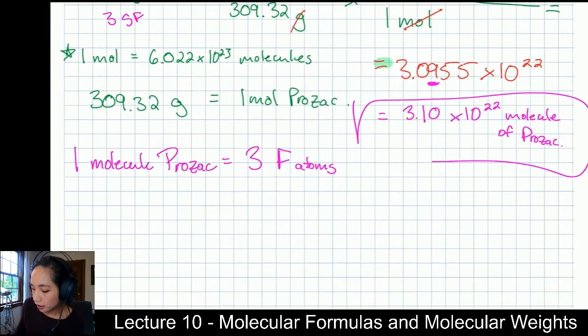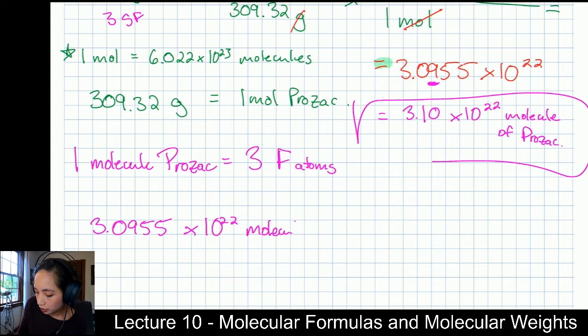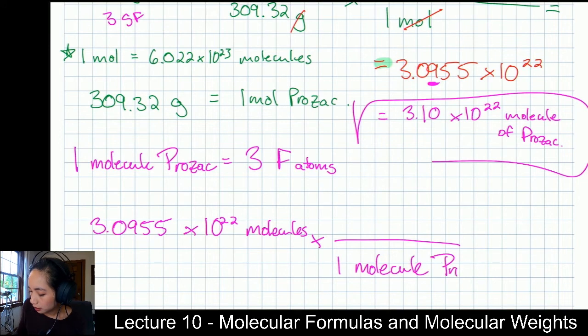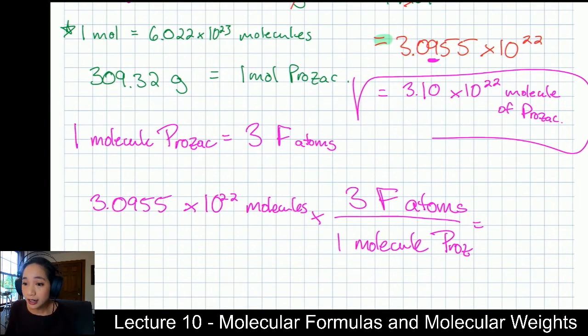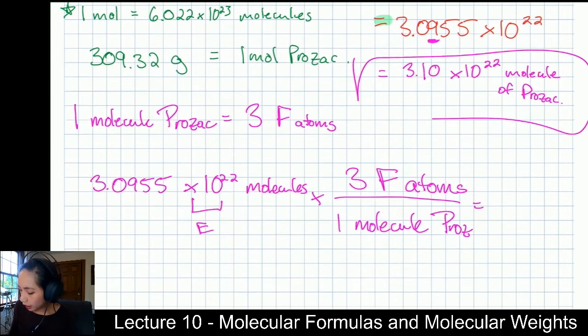So I can just take the number from the previous question and apply this new equality, this new conversion factor. I'm going to take 3.0955 times 10 to the 22 molecules, times one molecule of Prozac is 3 fluorine atoms. If you stick that into your calculator using that E button to replace the times 10 to the part, I think the answer is 9.285 times 10 to the 23 fluorine atoms.